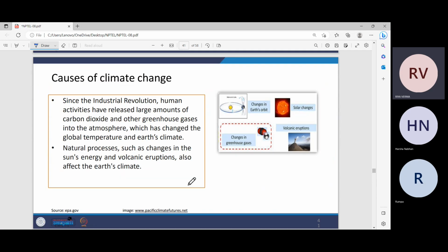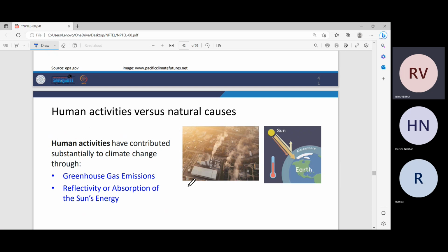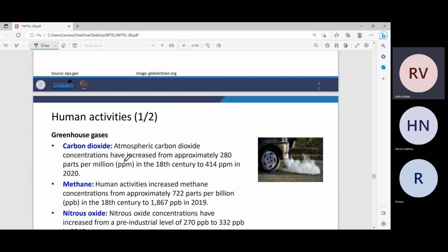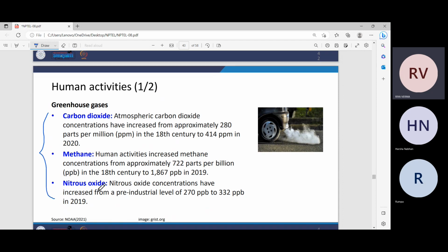Okay, so let's quickly get into the activities that have contributed substantially to the climate change. The first one is greenhouse gas emissions, and next is the reflectivity or absorption of the sun's energy. The greenhouse gas emissions, basically CO2, get released due to burning of fossil fuels, along with methane and nitrous oxides. These are all greenhouse gases that are being released from our day-to-day activities.